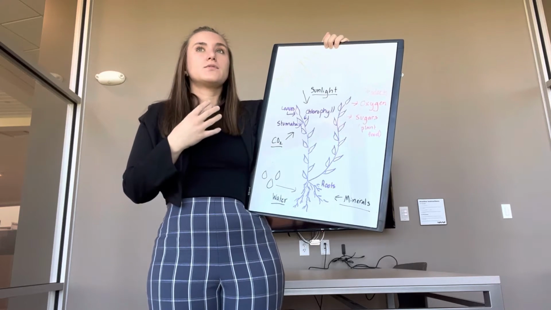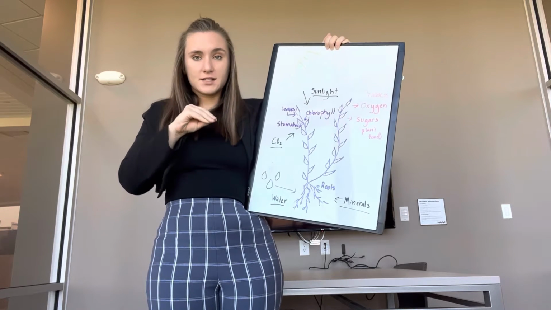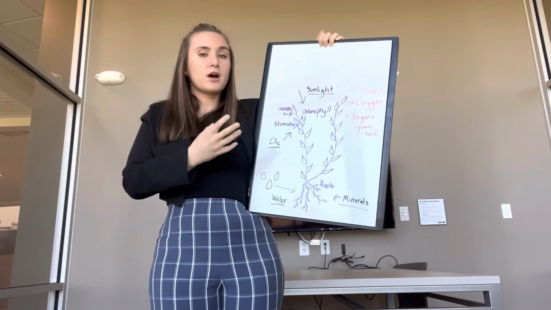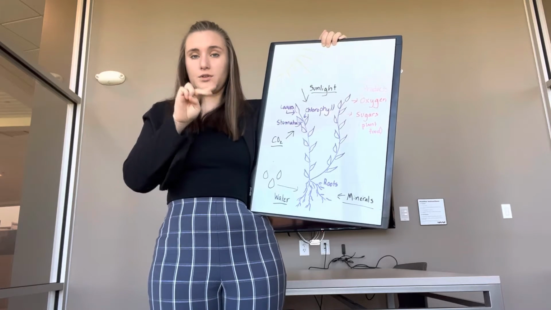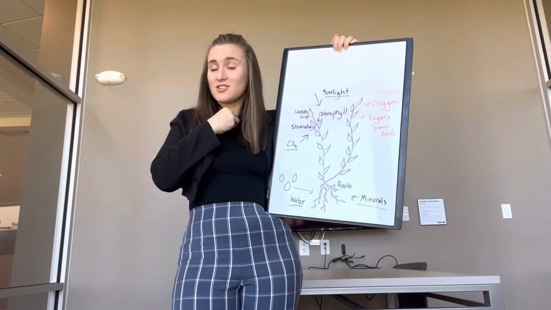Now, after the plant receives those things, it does the process of photosynthesis, okay? And through that process, it produces two very important things. One of those things is very important for the plants, and one of those things is actually very important for us.